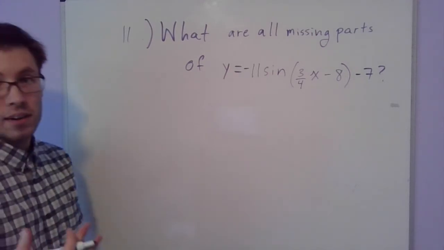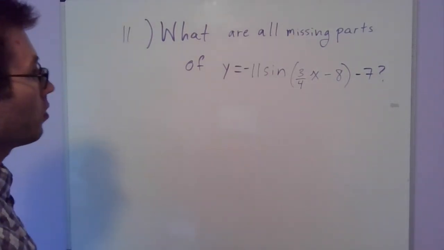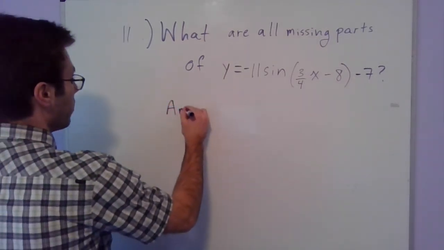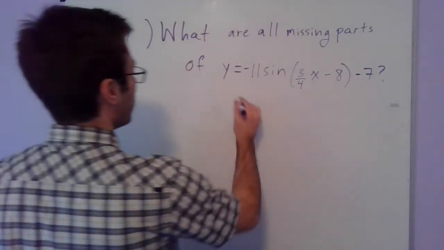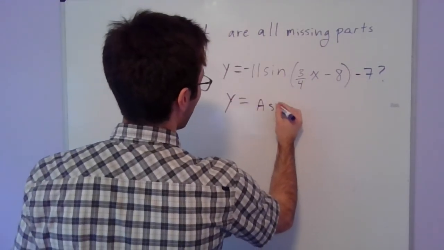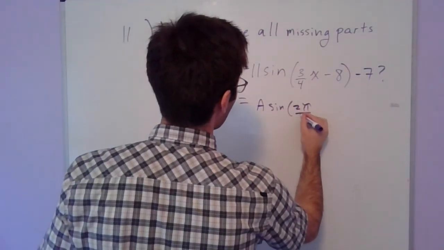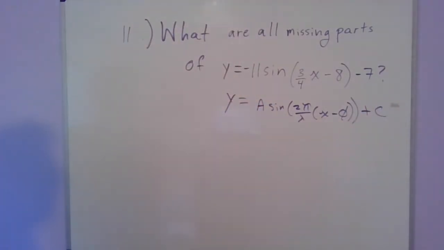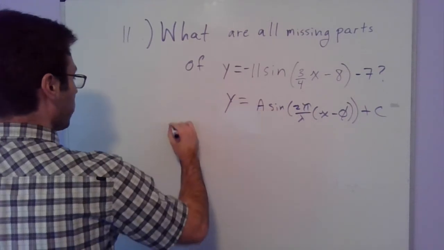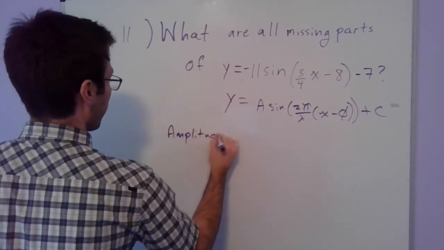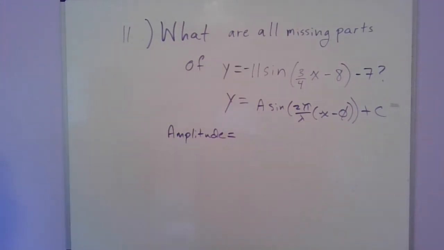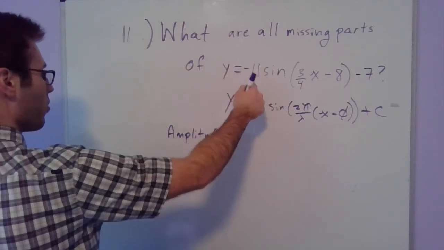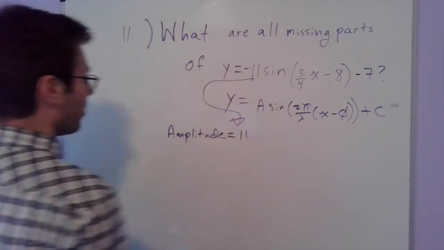Now we could go into period and stuff like that. We're not going into frequency. So we're just figuring out what we've been talking about so far. Right away, let's just write out the equation: y equals a sine of 2 pi over lambda times x minus phi, plus c. We'll just go right down the line. A stands for amplitude, technically the absolute value of it. So the amplitude here, see, there's a -11. So a -11, its absolute value is positive, so it's going to be 11 there.